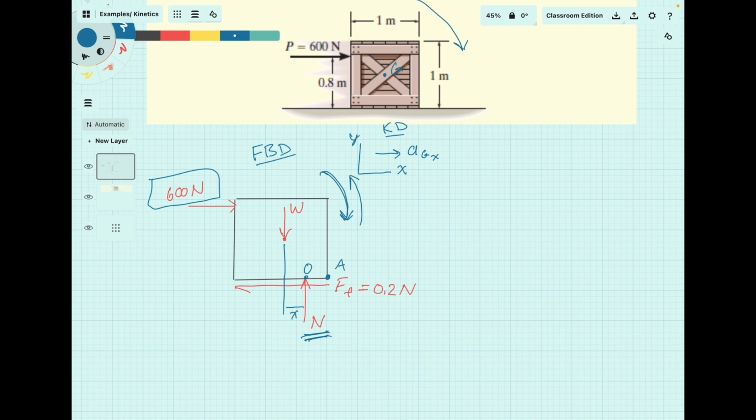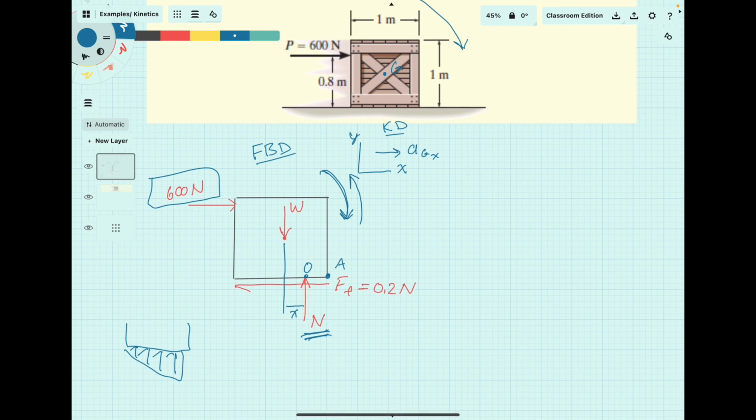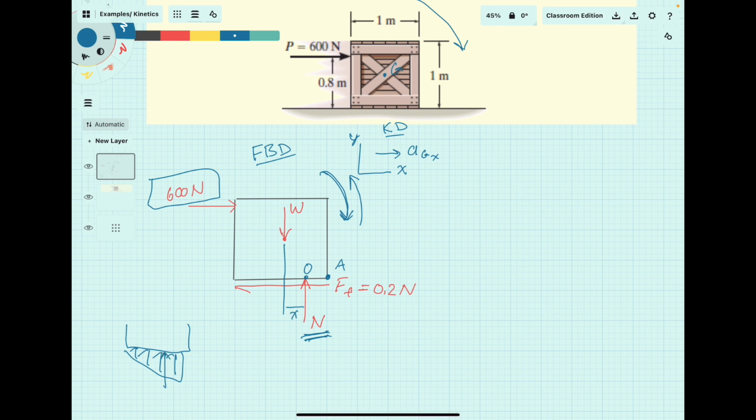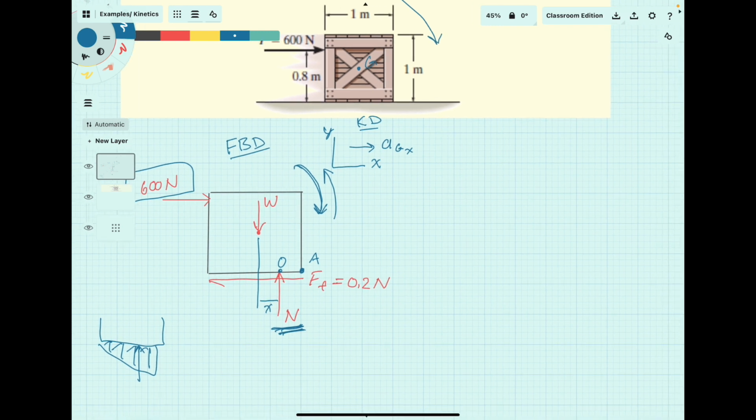In reality, if you've got a situation like this, the bottom of that box is probably going to be subjected to some sort of distributed force. You've seen that from mechanics of materials, probably, maybe statics. But any distributed force has some resultant, and that's what we're treating it as here. So that's the way we're going to set it up.